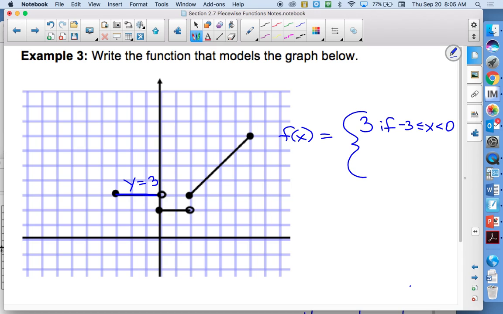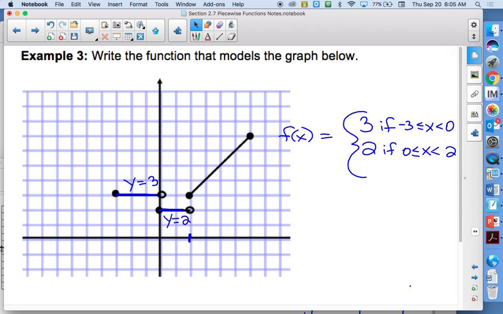Alright, so let's look at the second one. Maggie, what's the equation of this second line right here? The one in the middle. Yeah, y equals 2. So we just place a 2 here. And then Maggie, what's the domain of that little line? 0 is less than or equal to x, less than 2. So it starts at the x value of 0, it stops at the x value of 2, and that is an open circle.